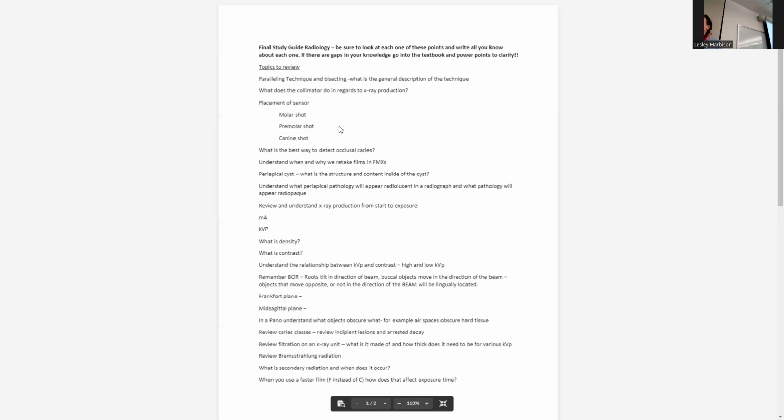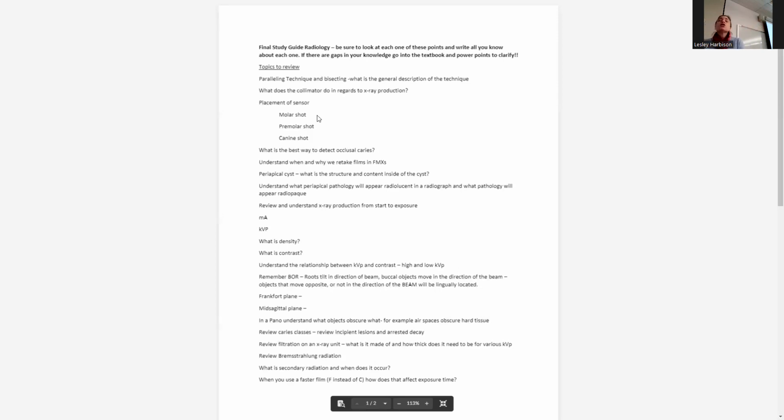Okay, back to the review. What does the collimator do in regards to X-ray production? So, what's the purpose of the collimator? Yeah, it helps reduce radiation because it restricts the beam. It helps keep the beam focused and takes away some lower powered X-rays that would go flying off further as it diffuses. So it restricts the beam and gets it down to a smaller size, more specific to what you need, and thus it also helps prevent excess radiation. It's a protective measure, one of the things that has helped X-rays involve less radiation.